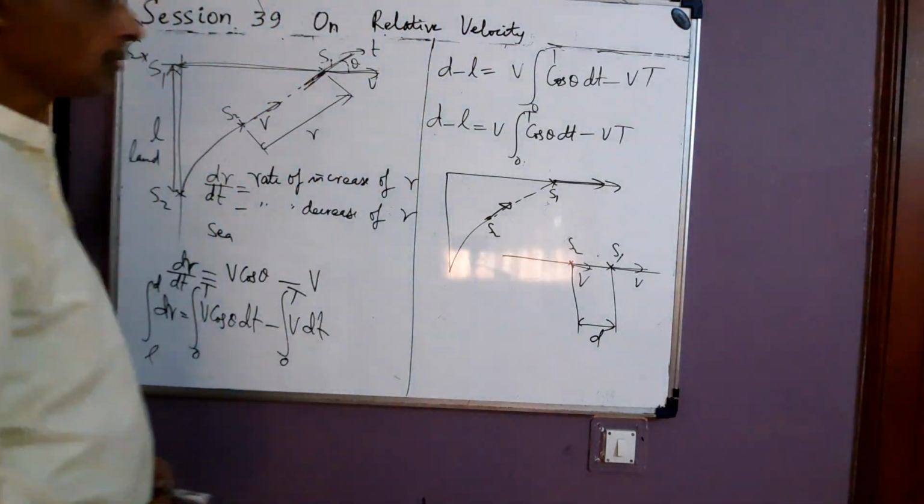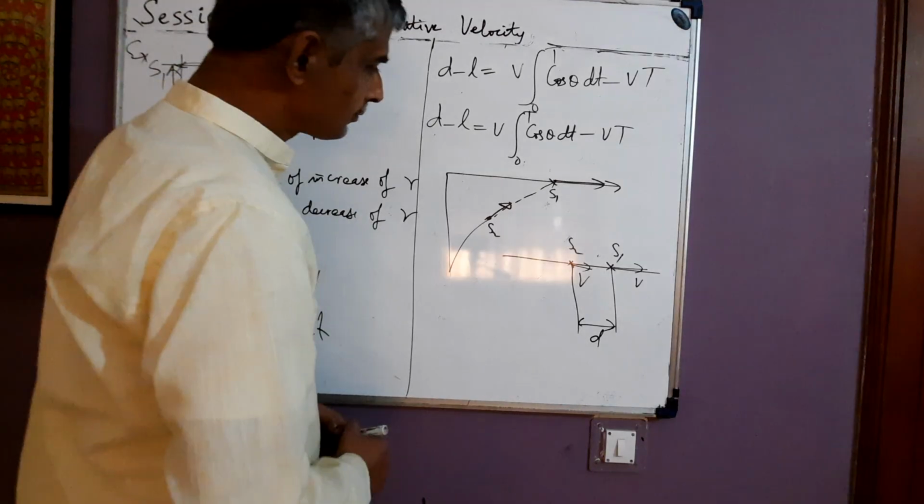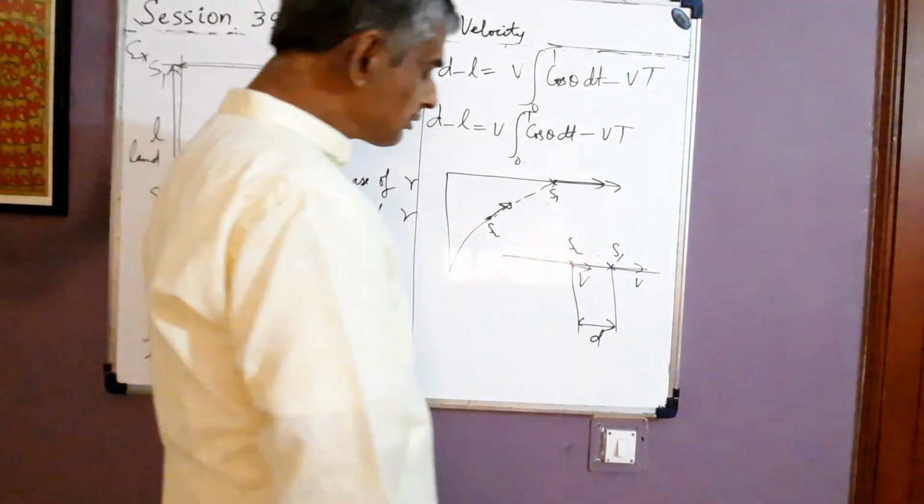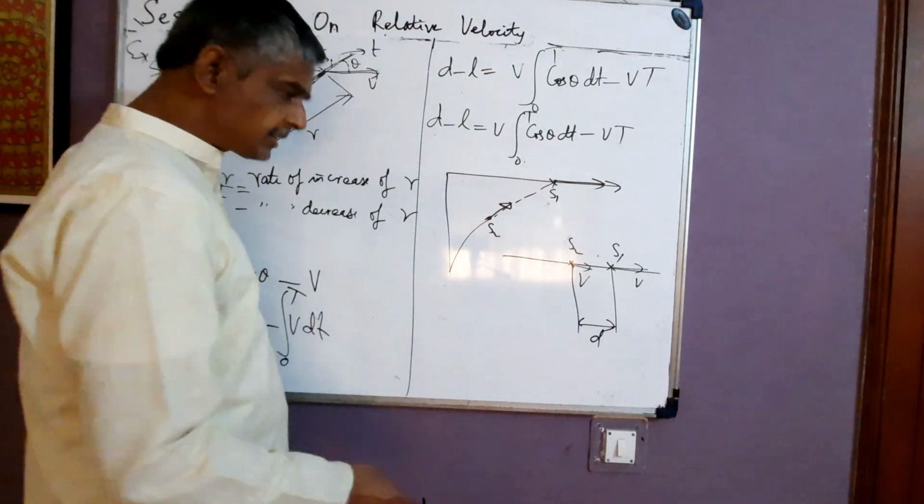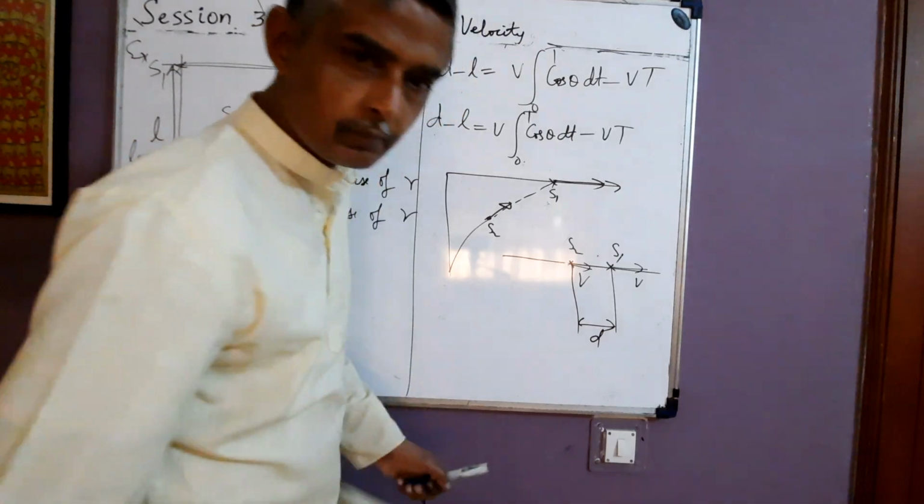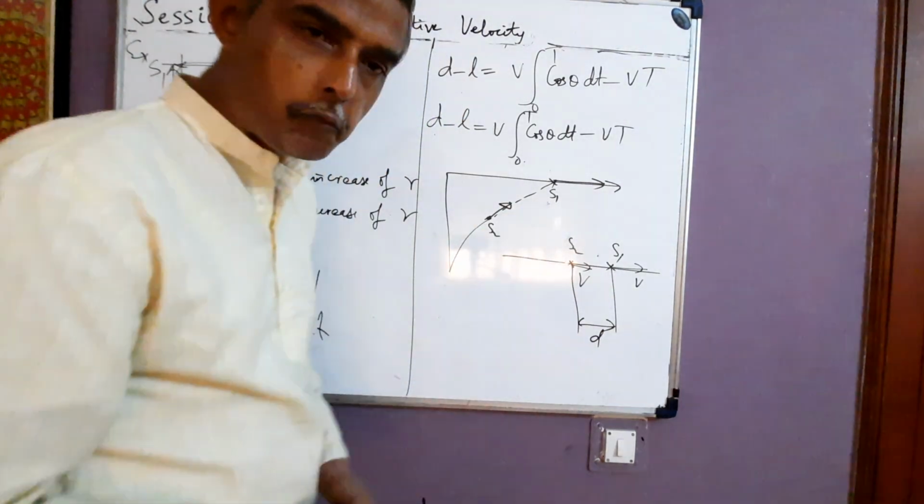Okay. So this point has to be noted down. The distance between the two ships becomes constant at the instant S2 comes on the line of motion of S1. After that, the distance will become constant.